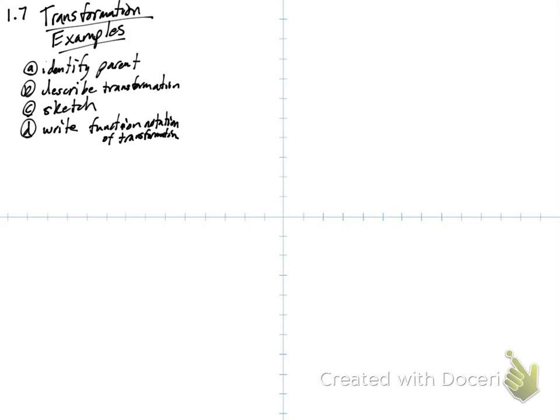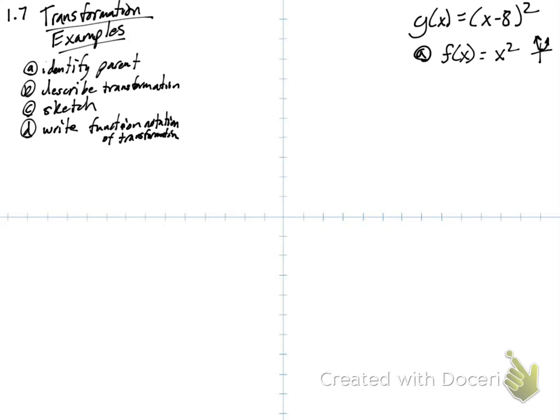Let's do a few and see how they go. Alright, let's do this one. Let's start with g of x is equal to (x minus 8) squared. First, identify the parent function. The parent function is f of x is equal to x squared, the quadratic parent function, the parabola. That's what it's going to look like.